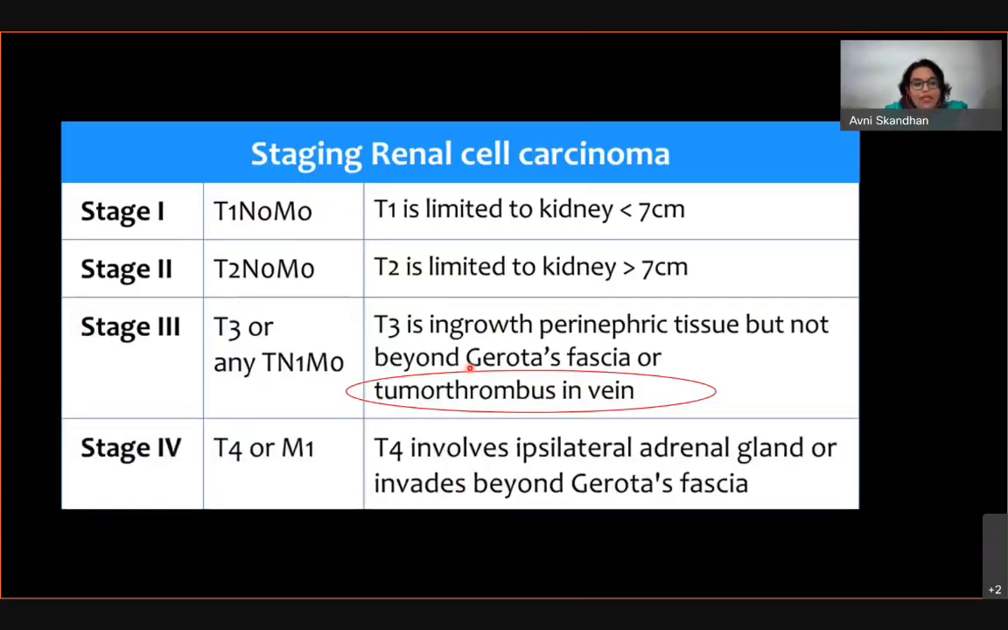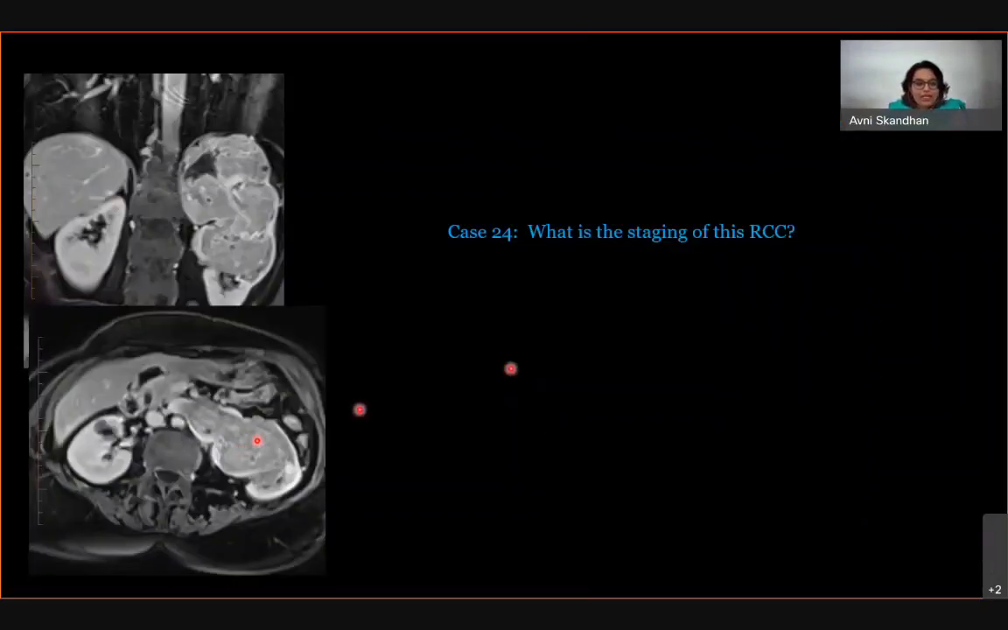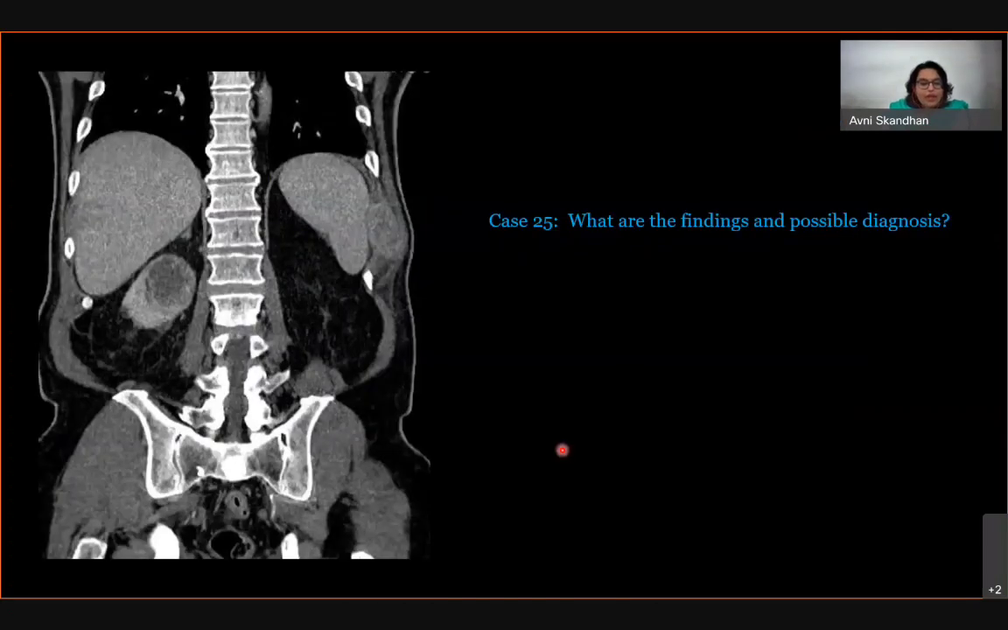Okay, so it is 3 because when it is 1, it is less than 7, more than 7. And the next one is when it is going to the perinephric, but in the next one, we have a tumor thrombus in the vein. So here we can see that our lesion, it is a huge lesion, but the tumor thrombus is going into the vein. So this is the 3. Okay. Now, in this particular, what is your diagnosis by seeing this one particular image?